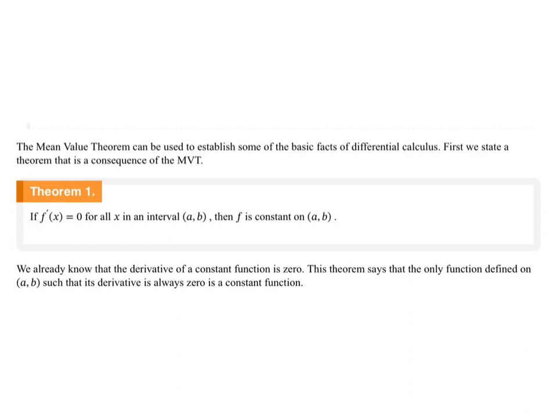Okay? We already knew that. We already knew that the derivative of a constant is 0, but this is the only function defined on the interval, that at all places has a derivative of 0, would be a constant. So this is kind of looking at it from the other direction. We already knew the derivative of a constant is 0. This is saying if the derivative is 0, then you're dealing with a function that is a constant.